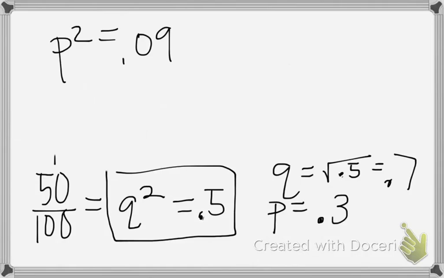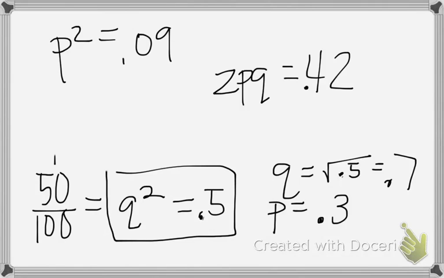Q squared I already know is 0.5. And then the frequency of people that are heterozygous would be 2 times 0.7 times 0.3, and that's 0.42. Oh man, I could have done that in my head. So 42%. Okay, so now go back to your notes, flip back there.